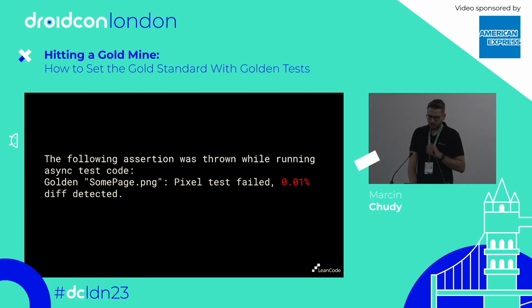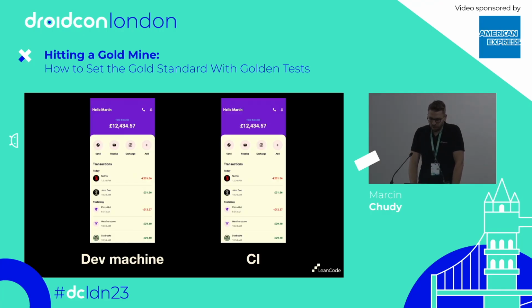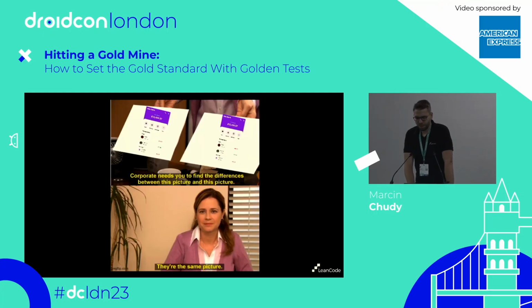So what happened is that we would start seeing this on the CI. Our tests would fail with 0.01% difference. Not all of them, but many, many of them. And if we take a look at those images, on the left it is output from the dev machine, on the right from the CI. There's no difference. A human cannot tell any real difference between those images.